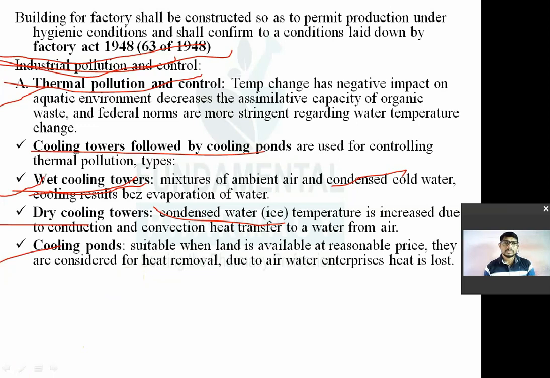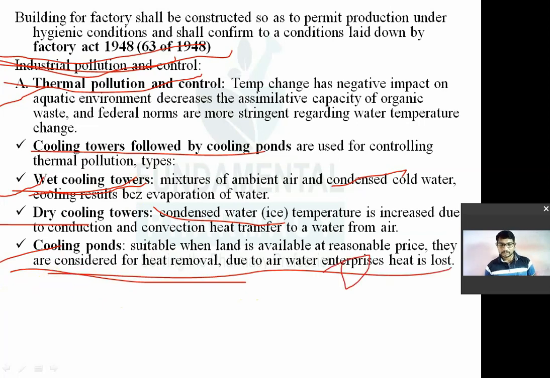So cooling ponds are suitable when there is land available at a reasonable price. वहाँ पे ज़मीन ही नहीं है, पॉन्ड बनाने के लिए आपको कॉस्टली है, तो आप वहाँ पे कूलिंग पॉन्ड नहीं ऑफर करेंगे. Cooling ponds are suitable when land is available at a reasonable price and they are considered as heat removal. There was a question on this. Cooling ponds remove the heat due to the air water interface. At the air water interface heat is lost, so water will take the heat from air and it will be lost, which results in the cooling of the environment.